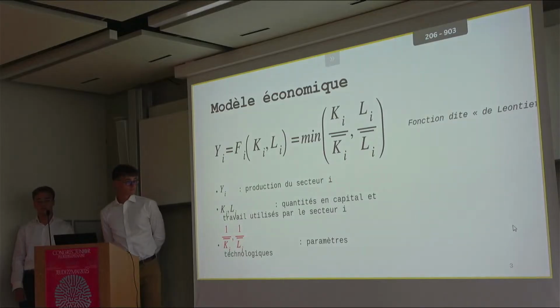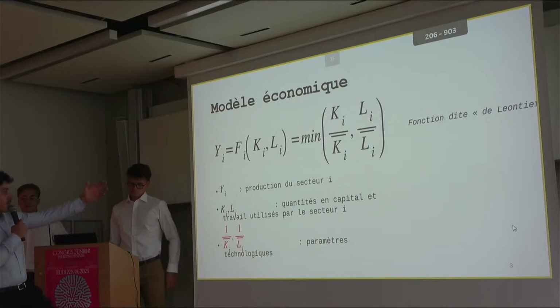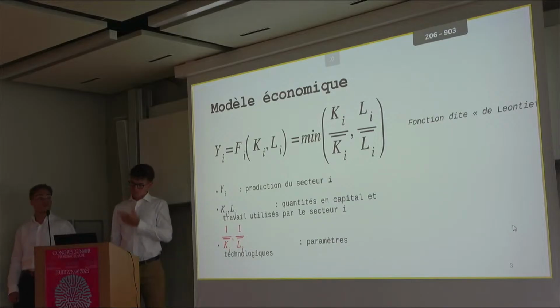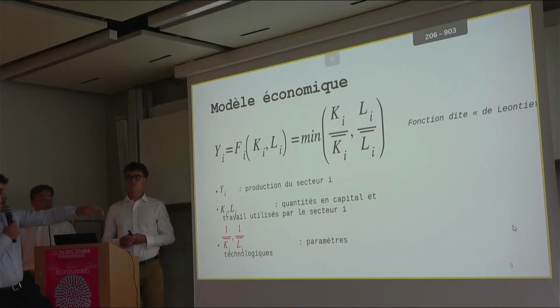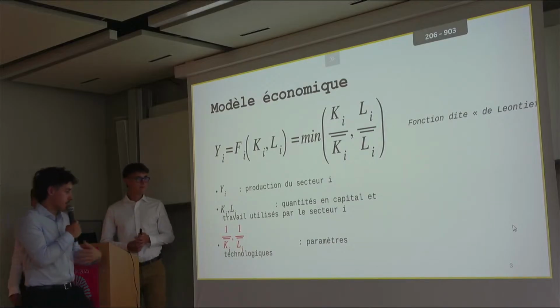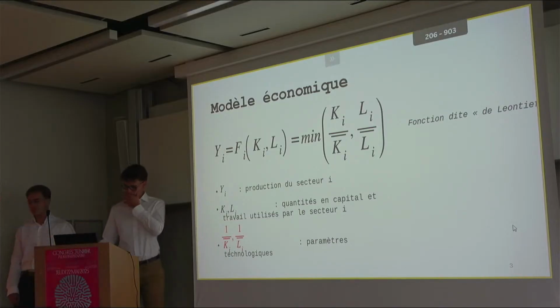The whole project is based on this equation, which is a Leontief production function, a famous production function in economics. There you have the production of a sector of the economy, for example the number of cars produced by the car sector, but also some inputs, capital and labor, which are used by this sector. And the main parameter, the one that interests us in this project, is the technological parameters, which we will try to estimate.